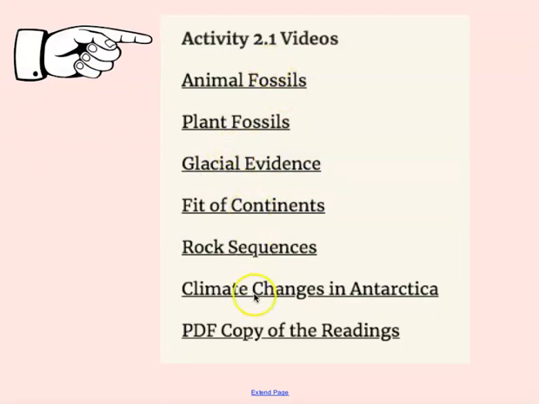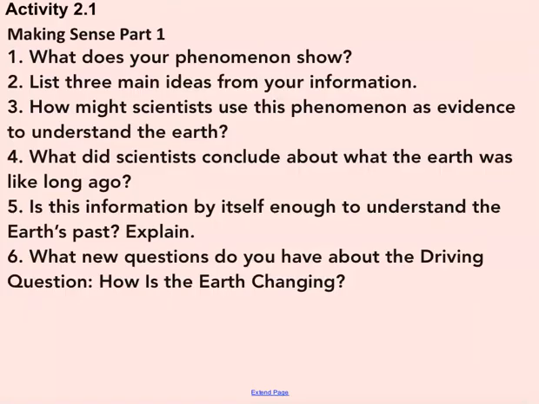Now you've got 2 options. If you just want to read the information, just click on a PDF copy of the reading. If you want to watch a video that kind of goes through and explains the readings, well, then just click on these videos. Either one will get you through what you need to know, and it'll help you decipher the information to answer these 6 questions. So go ahead, pause the video, find those resources, and answer those 6 questions.